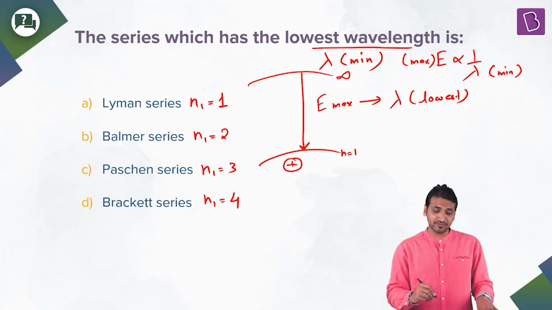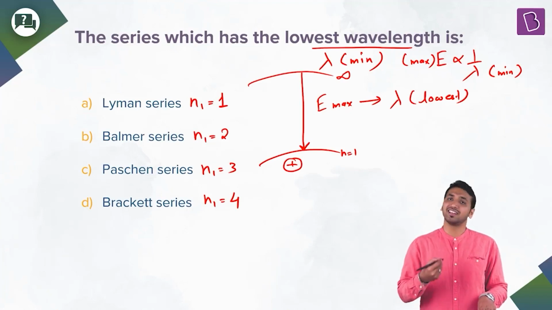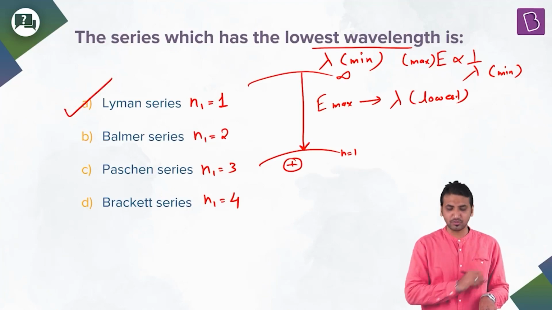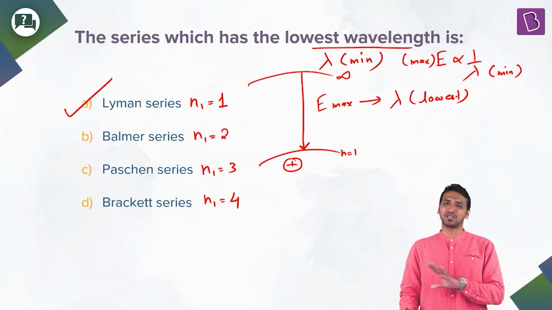And if the electron is finally entering the first shell, then the series to which it belongs will be what? Lyman series. So option A is going to be the correct answer to this question. And with that, we conclude this question.